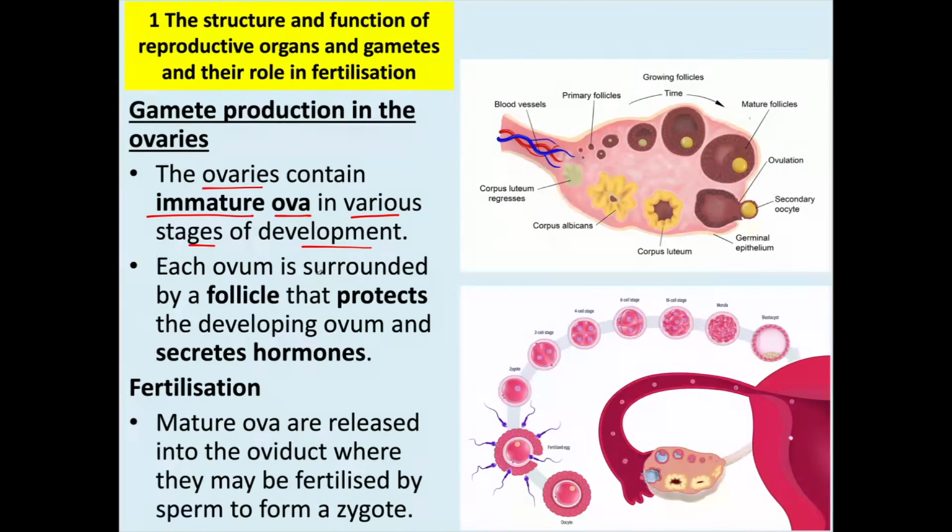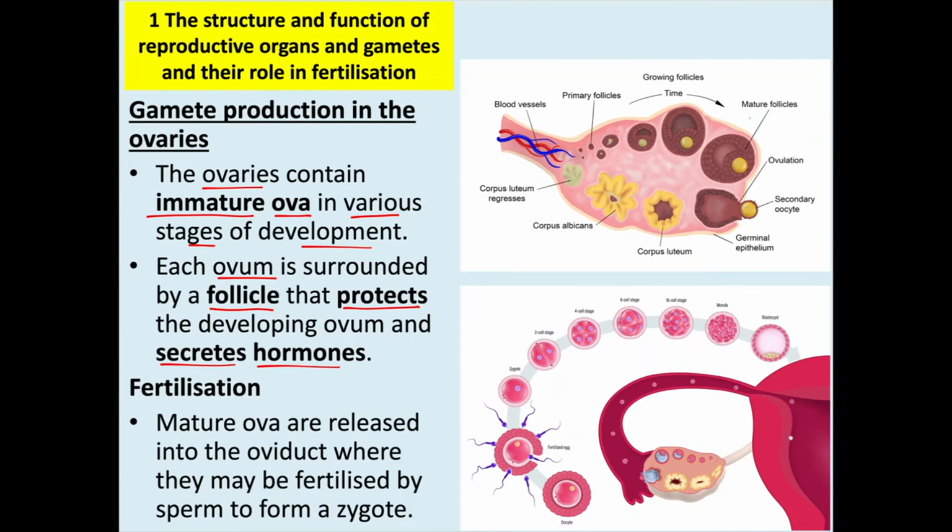Now, each of these ova is surrounded by a follicle that protects the ovum and secretes hormones, okay? So you need to remember that term there, the follicle. So you can see the follicle around the ovum. The ovum's that sort of cream-coloured part there, and the browner part around it, that's the follicle. So the follicle protects.